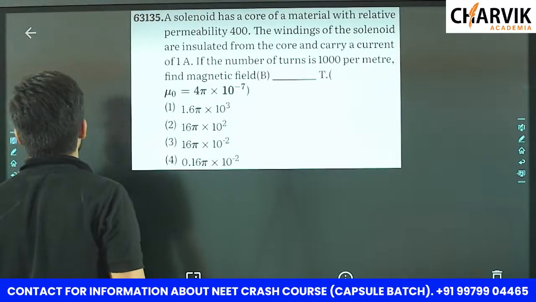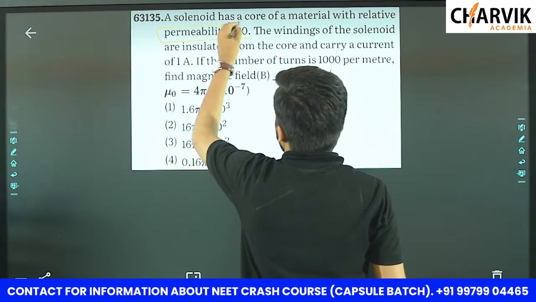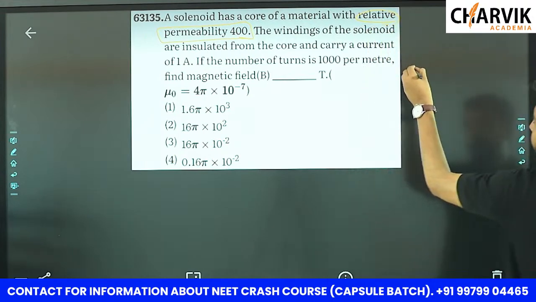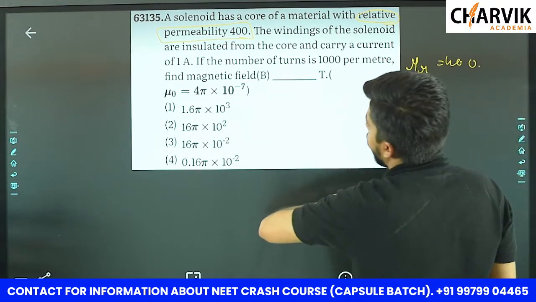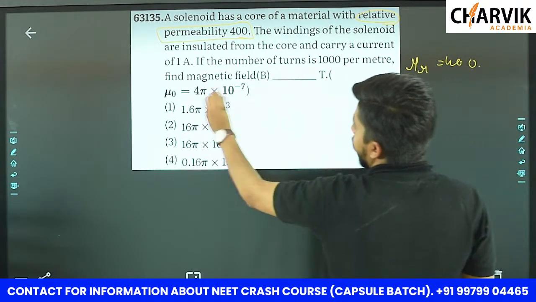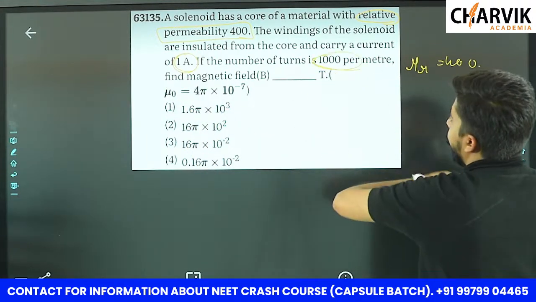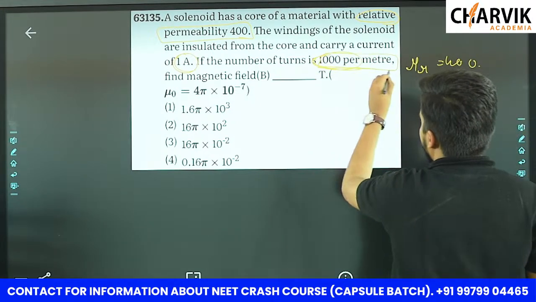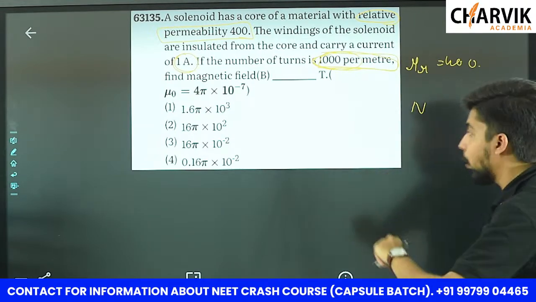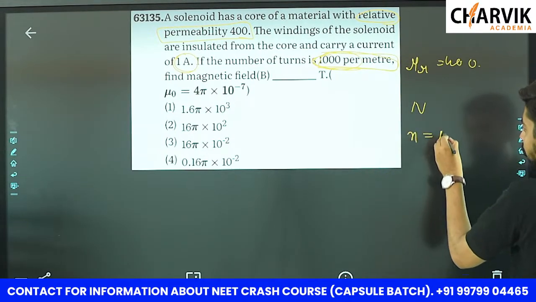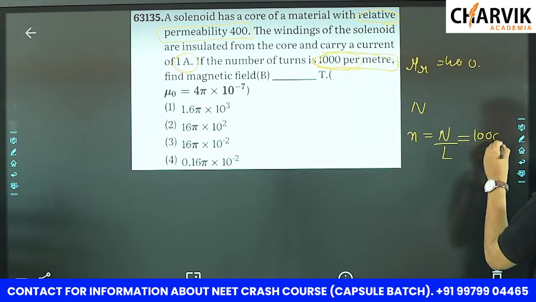Quickly move to the next question, which says a solenoid has a core of a material with a relative permeability. The relative permeability is given. What is relative permeability? Mu r, which is given as 400. The windings of the solenoid are insulated from the core and carry a current of 1 ampere. Value of current is given. If the number of turns n is given as 1000 per meter, that means it is not the value of the capital N, it is the value of the small n. What is the small n? It is the number of turns per unit length. So the value of the small n becomes 1000.